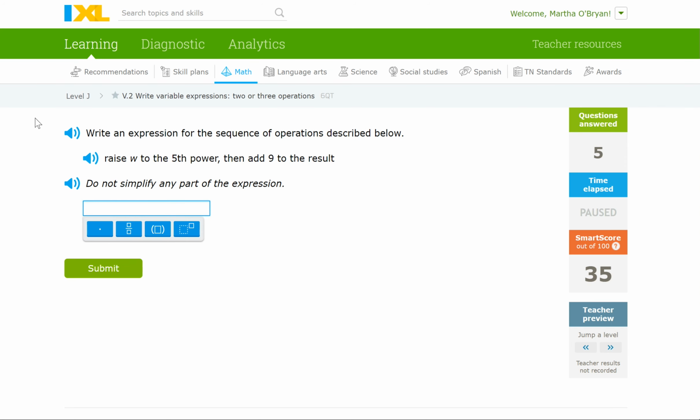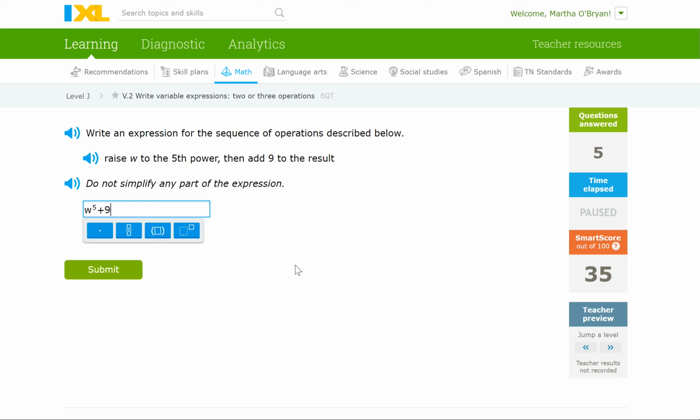Write an expression for the sequence of operations described below. Raise w to the 5th power, then add 9 to the result. So w to the 5th power, to do the exponents, you'll use this button with kind of the big square and then the little square in the corner. I'm going to do w, then click that button. You see it puts a little square up in the right corner, and I'll put in the 5. Now I'm going to click it again to let it know that I'm done doing the exponents. So I've got w to the 5th power, and now I'm going to add 9 to the result. So I'll do plus 9.